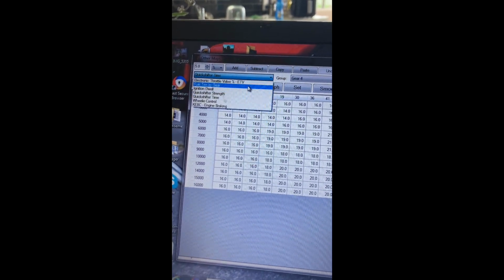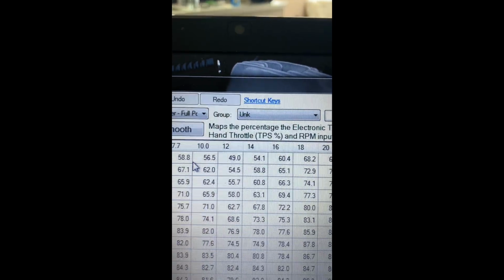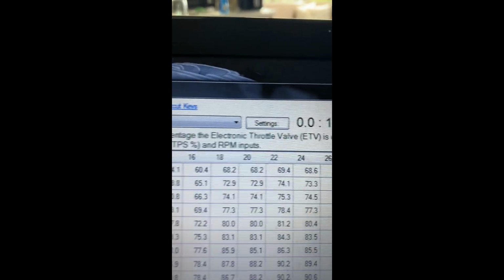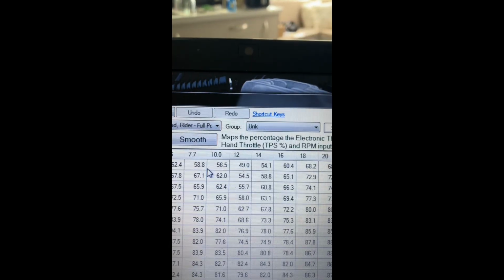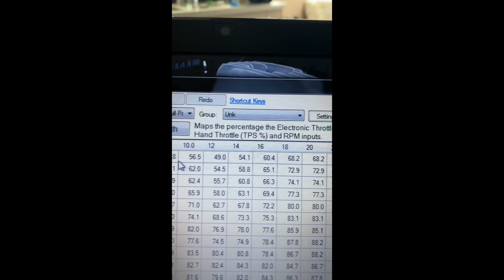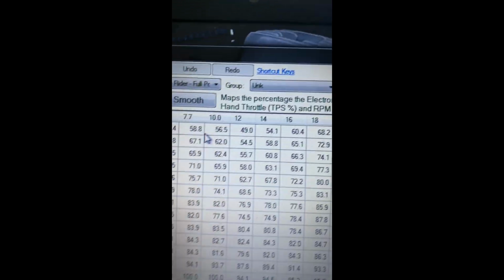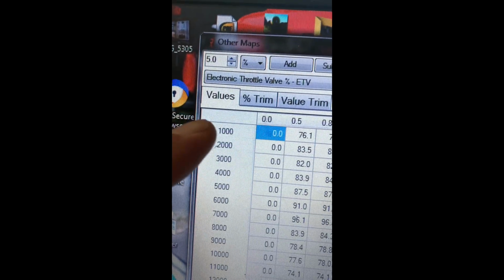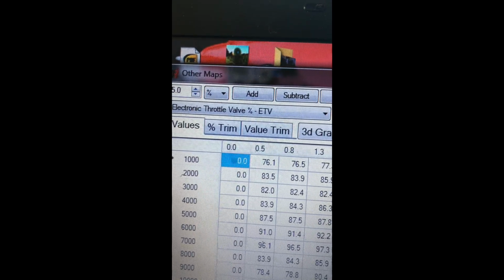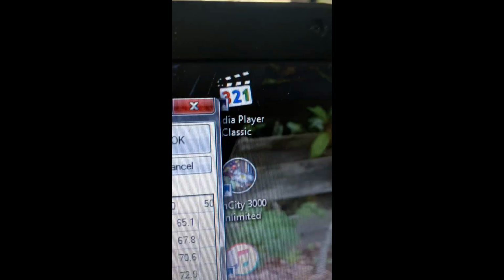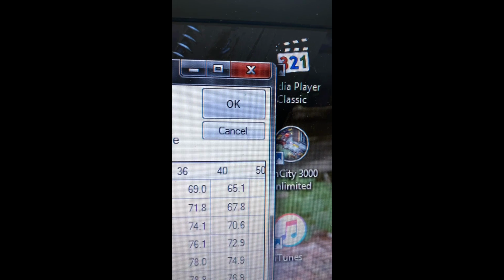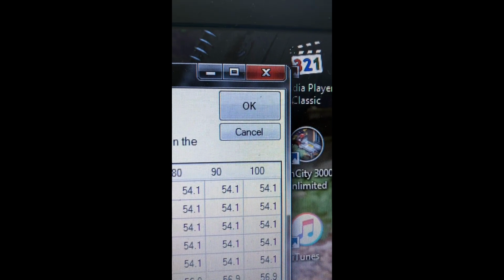Yeah. So let's just show you the ETV stuff, which is the electronic throttle valves. And this is how it describes it here: maps the percentage the electronic throttle valves are opened based on the hand throttle position sensor percentage and RPM inputs. So up here you've got the throttle position sensor percentage. So that's 0.5 of a throttle from 0 to 100%, that's 50, and obviously if I scroll down and move across to 100% throttle.